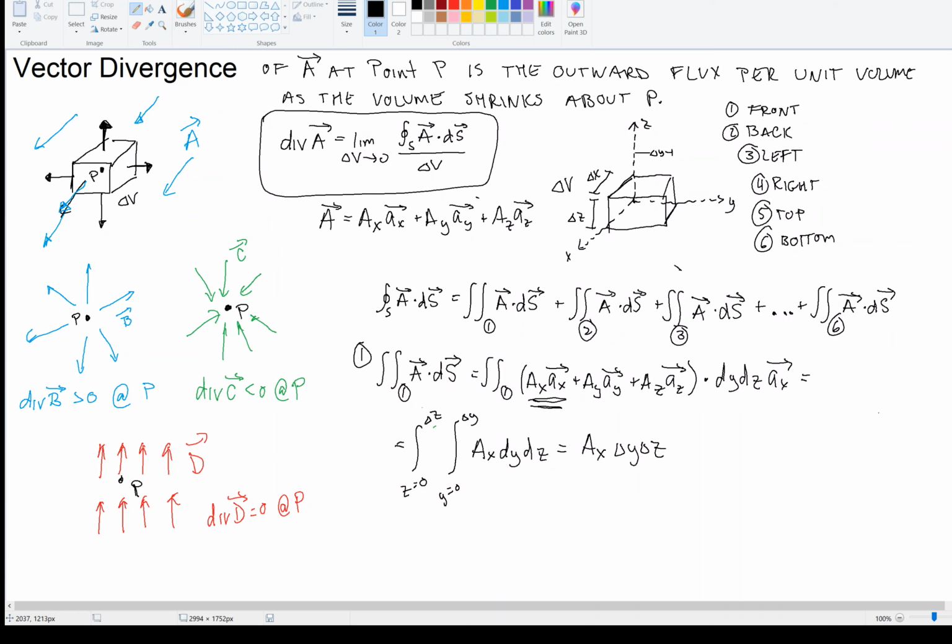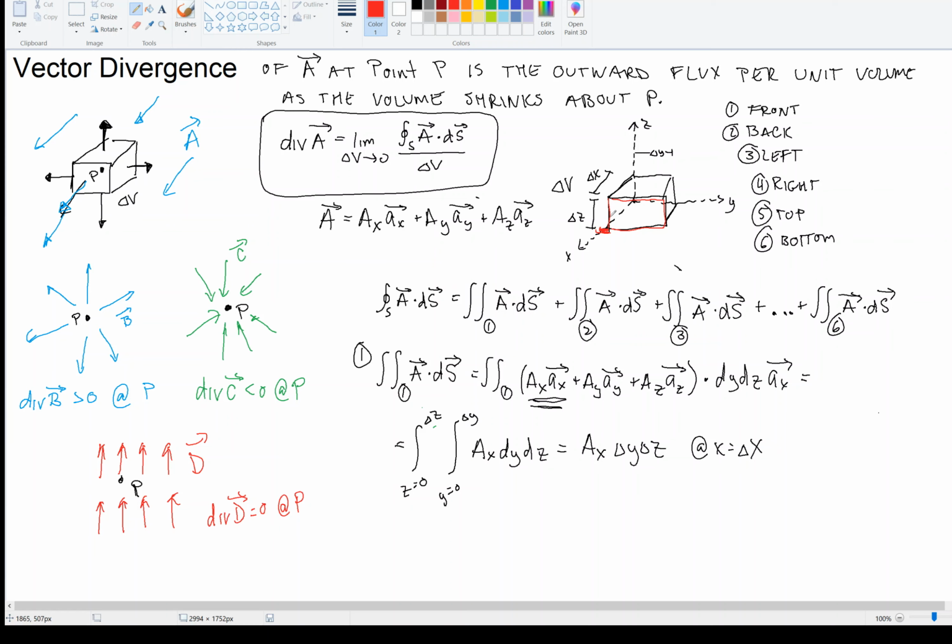Okay, and then I evaluate this thing at delta x, right? Because the front face is at x equals delta x. Delta x is not changing, or the front face is not changing x location. So now evaluate it at x equals delta x. Let me try to draw that in the figure. So this front face is right here, right? This surface is located right here.